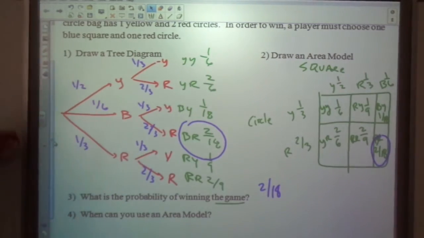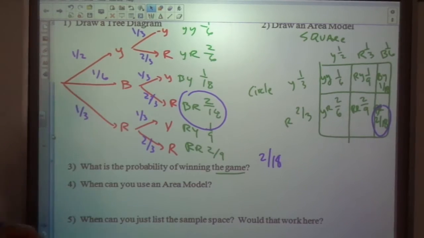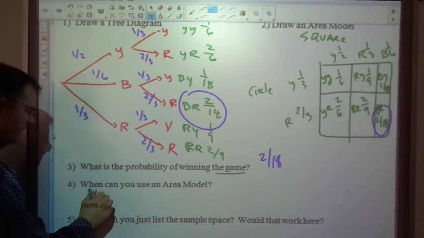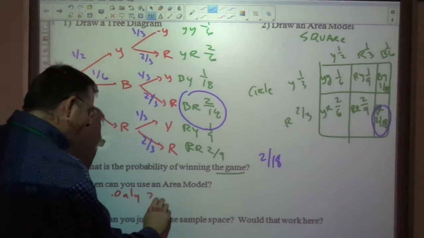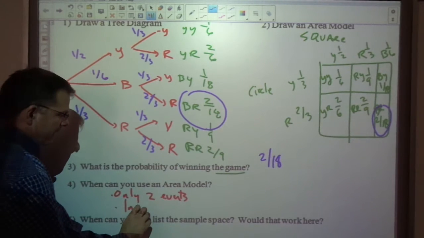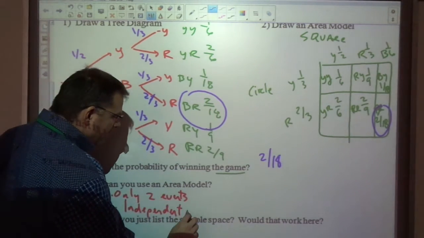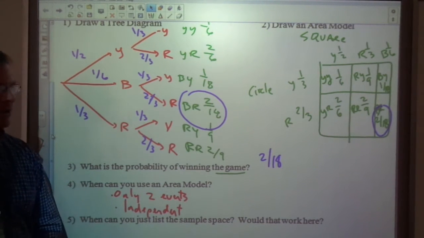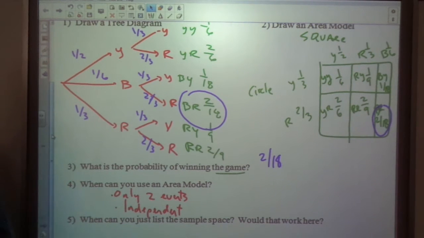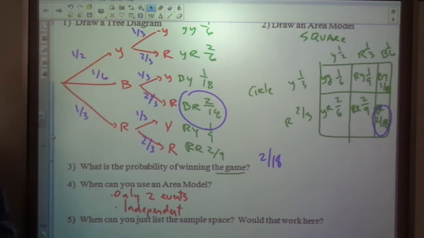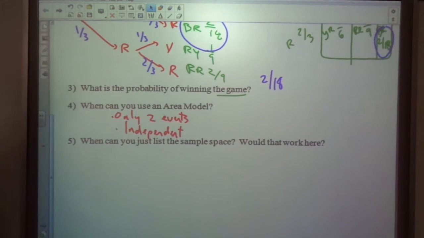So when can you use an area model? Well, you can use it here because there were only 2 things happening, not 3 flips or 3 different things. So that's the first important thing: only 2 things. And the second thing is that those events are independent. Independent means the outcome of the first does not affect the probability of the second. So whatever I grab in the square bag does not affect what I grab in the circle bag. If I was doing squares and squares, then I can't use an area model, because the outcome of the first would affect the probability of the second if I was not replacing, if I was not putting them back.